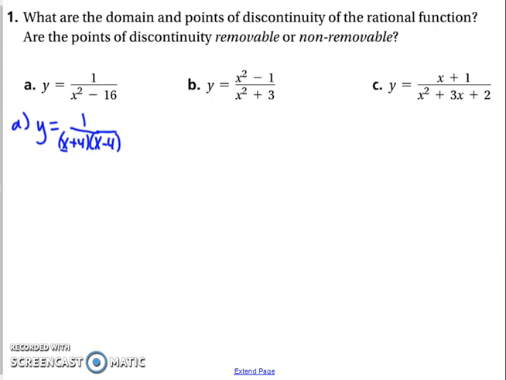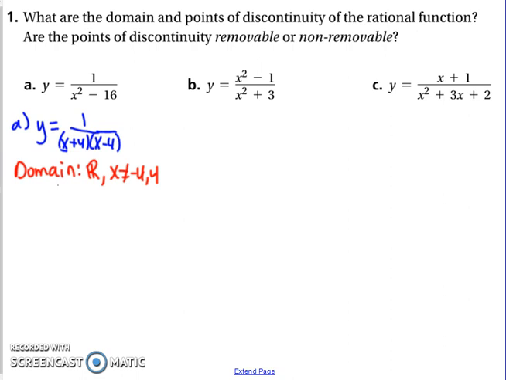So the domain is going to be all real numbers except x cannot equal -4 or +4. Okay, there is another way that you can write the domain. As long as you know how to write it this way with the all real numbers and the restrictions, that is completely fine. I'm just going to show you the other way, just so if you see it, don't freak out. It means the exact same thing.